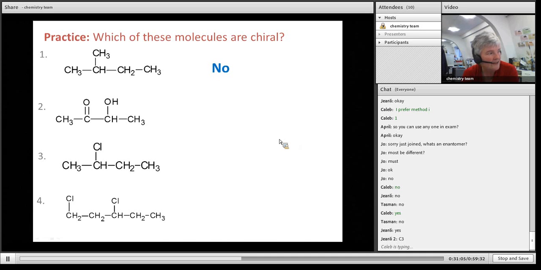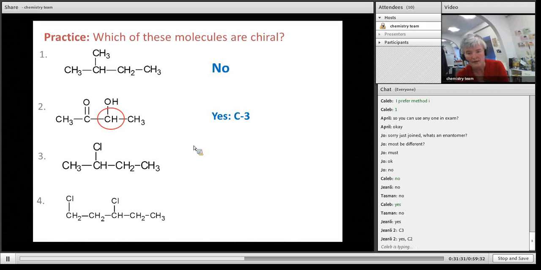Okay, that one. Remember, the oxo dominates over the hydroxy, so this one has to get the lowest number, so that's carbon 1, carbon 2, carbon 3, carbon 4. Okay, number 3, is that chiral, and can you tell me the number of the carbon, if it is chiral or not? Yes, it is, because it's got 4 different groups, and it is C2.